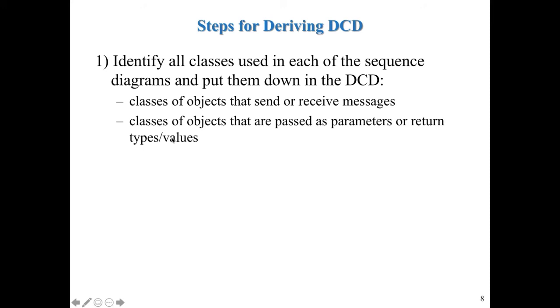When one class is sending a message to another class, usually some parameters are passed. So you will identify what parameters will be passed in the methods of the classes, as well as what the return types are. If you are calling the object of any class, of course you are requesting that class to do something for you, and usually it should return you something. So what is that return type, or what are the return values? That you should identify in step number one.